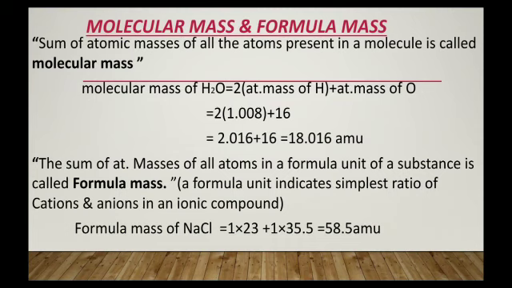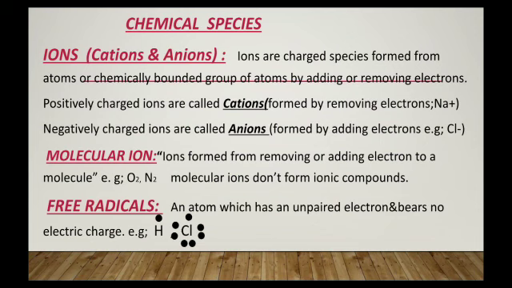Clear? Now the next topic is the chemical species. The first one is the ions. There are two types of ions. Now, what are ions? Ions are the charged species formed from atoms or chemically bonded groups of atoms by adding or removing electrons.